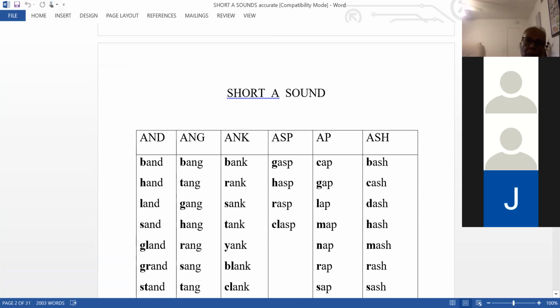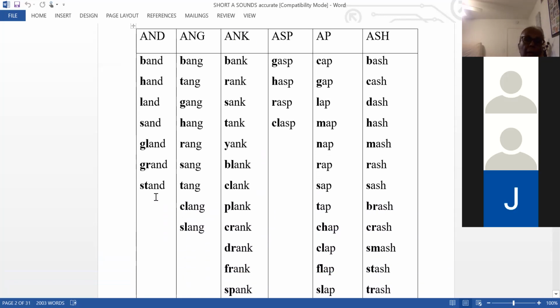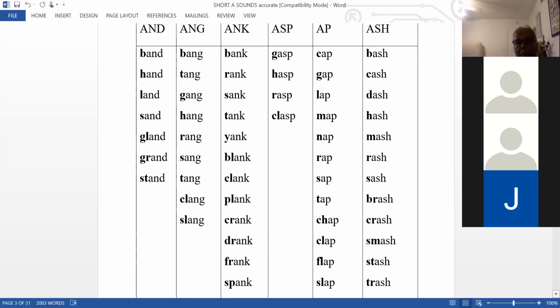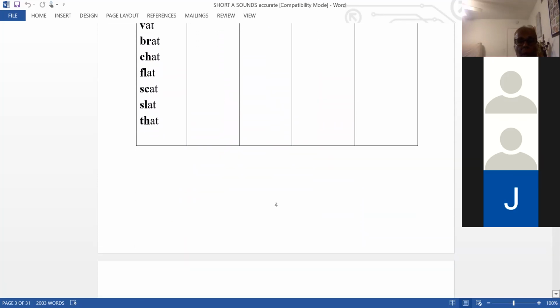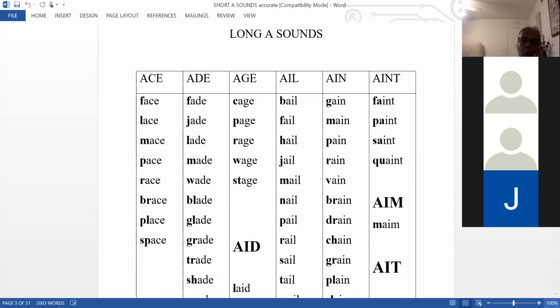Short A sound again. This goes a little further. And, ang, ank, asp, ap, ash. These are in book 2, some of these. And in this letter sound book, you find the blends. And here is where you teach blends: gl, gr, st, sl, cl, and it has a lot of repetition. So it becomes easy for the child. Sp, short A sound. And then we go to the long A sound.